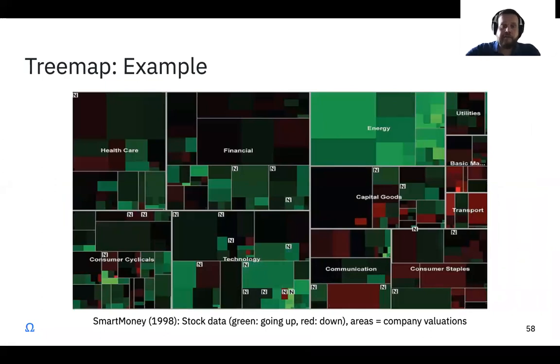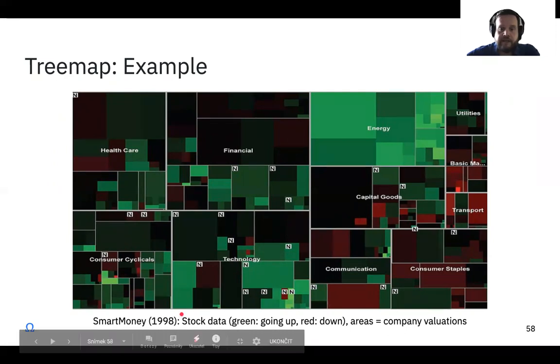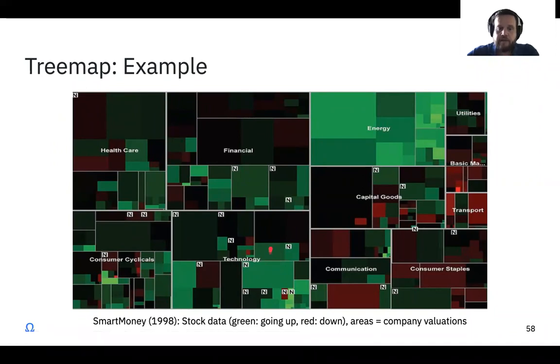To give you an example, a very popular early example of a tree map is called Smart Money. This visualizes stock data, where each small rectangle is, let's say, a top or a very prominent company, whose size is proportional to the company's valuation. And the green color means that the prices were going up, and the red color means it's going down. And the neutral color is black in this case, so not white but black.